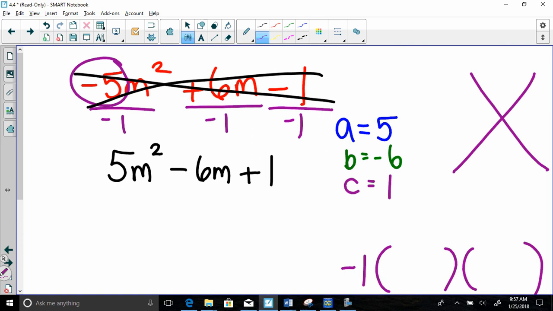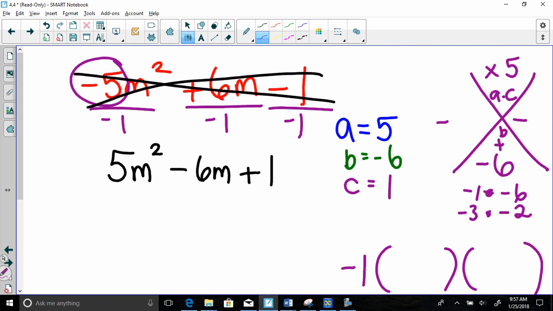So what is 5 times 1? What's A times C? 5. So we're multiplying to 5 and adding to B, which is what? -6. So since this is positive, they know the signs have to be the same, right? Are they going to both be negative or both be positive? Good. And so what 2 numbers multiply to 5 and add to -6? -1 and -6, and also -3 and -2.